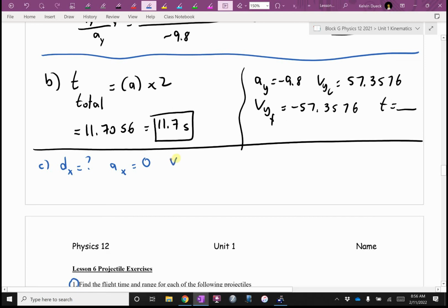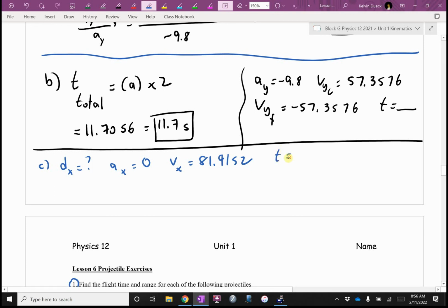What was vx? That's only 2 things. I need 3 things. Which time am I going to use? Total time. And I'm going to tell you right now, on your test, there's a very good chance I'll ask you to find the range, and there's a very good chance about 1/5 of you are only going to find half the range because you let VY final be 0 and forget to double it to find the total range. Don't do that.